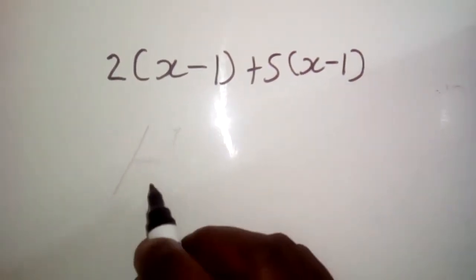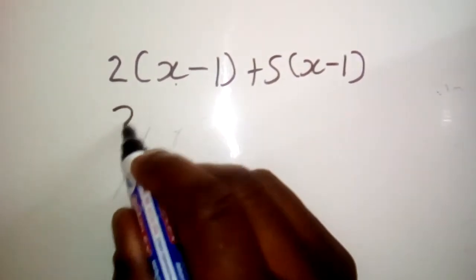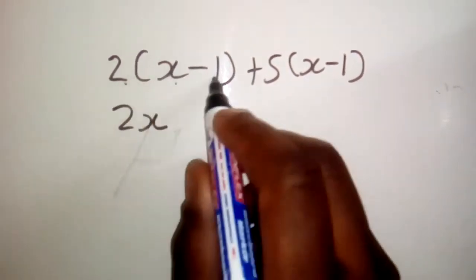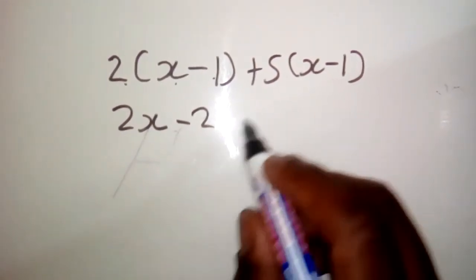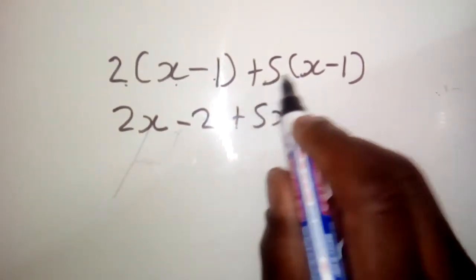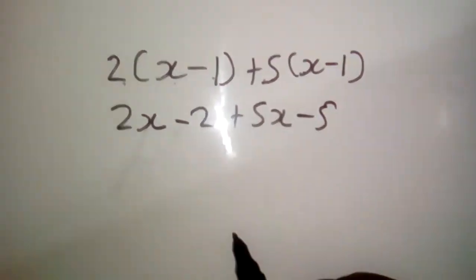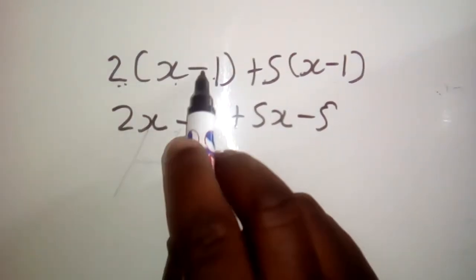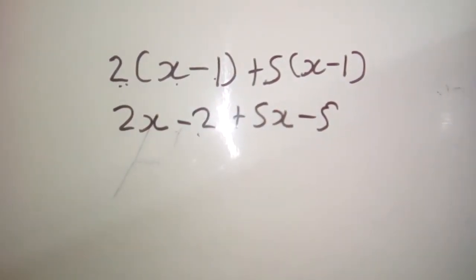We're just gonna distribute, so it's gonna become 2x. And then we're going to distribute. It's going to be negative 2. Then here, positive 5 times x is positive 5x. Positive 5 times negative 1 is negative 5. Right? Here, negative 2 times negative 1 was negative 2. So that's what we got there.